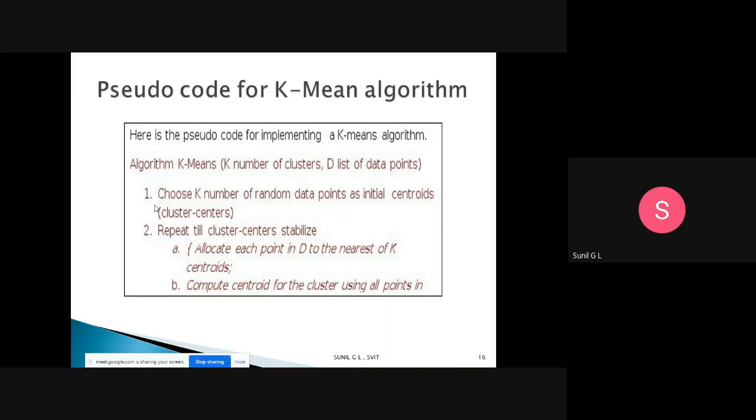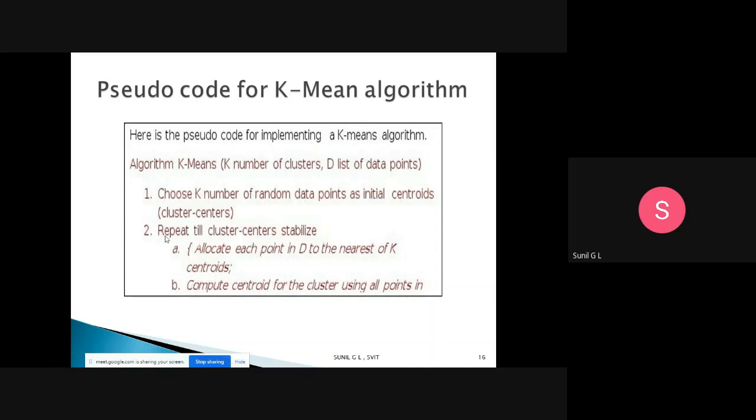In the first step, what do you do? Choose k random data points as initial centroids. So if you initialize k value 3, then all 3 will be centroids of the clusters. Then you need to repeat the two steps.